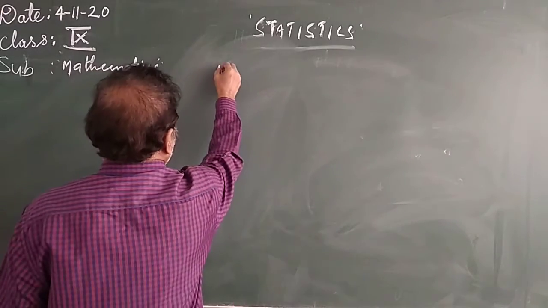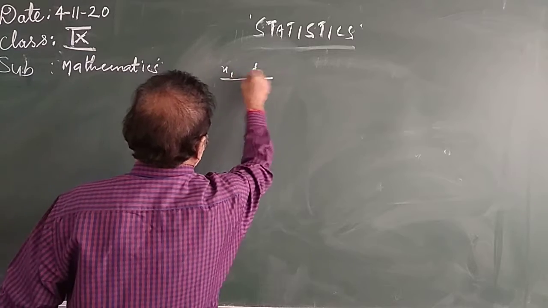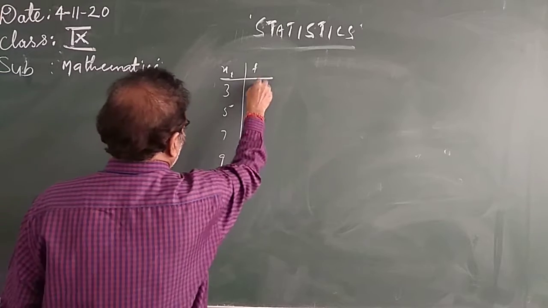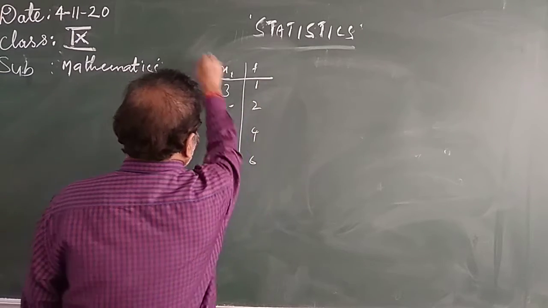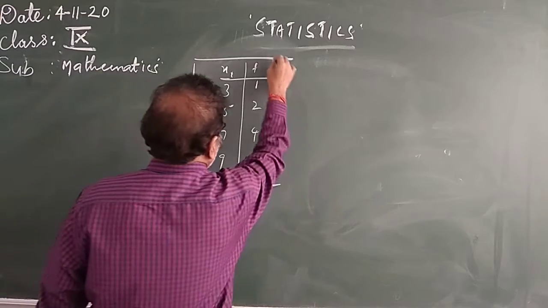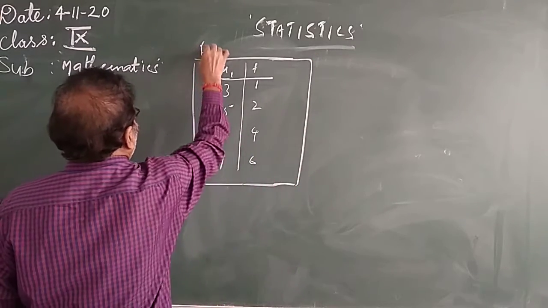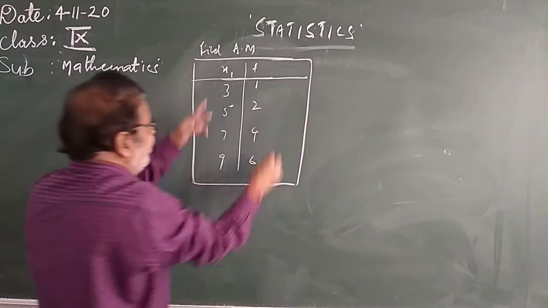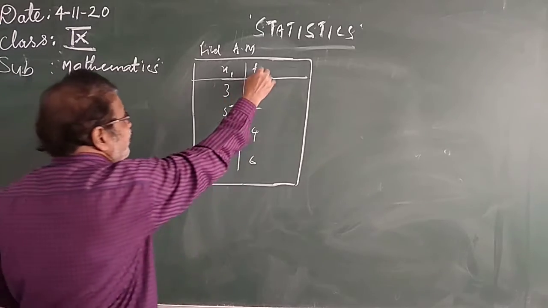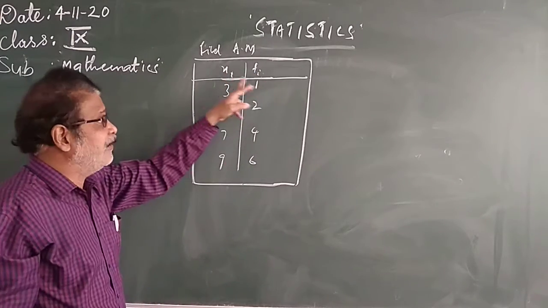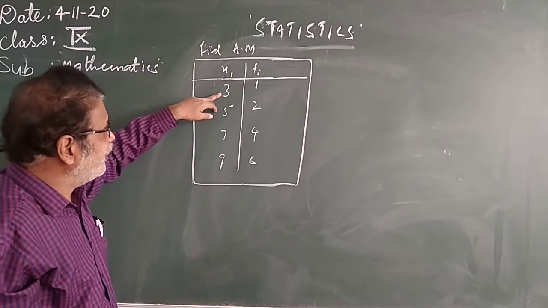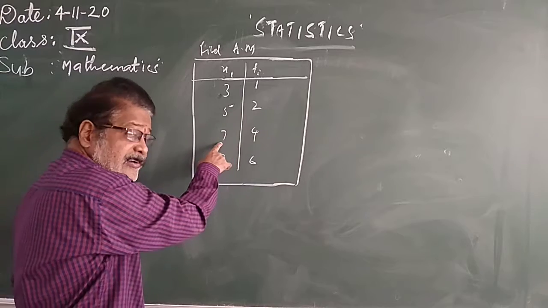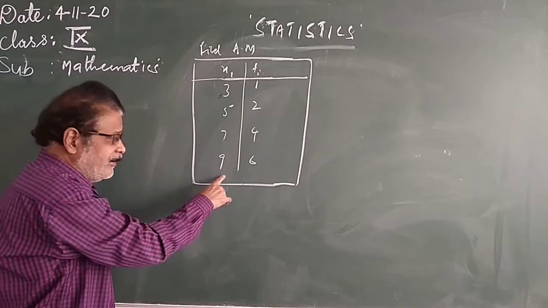The observations are given as xi and fi: 3, 5, 7, 9 with frequencies 1, 2, 4, 6. For this table, find the arithmetic mean. So what is given here? Observations and their corresponding frequencies. When the observation is 3, its frequency is 1. Observation 5, its frequency is 2. Observation 7, its frequency is 4. Observation 9, its frequency is 6.